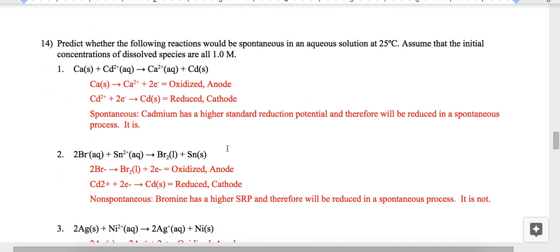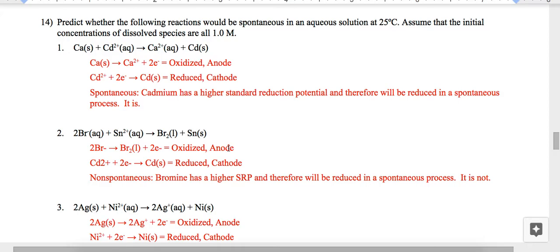Number 14, predict if it's spontaneous or not. For these, I actually didn't do calculations. It didn't tell me to, and so I just used the reduction table. Since cadmium is higher up on the reduction table, or it has a larger reduction potential, it would be reduced in a spontaneous process. So that makes sense, right? A higher standard reduction potential should be reduced if it's spontaneous. Reduction potential, reduced, spontaneous. It is, therefore, spontaneous.